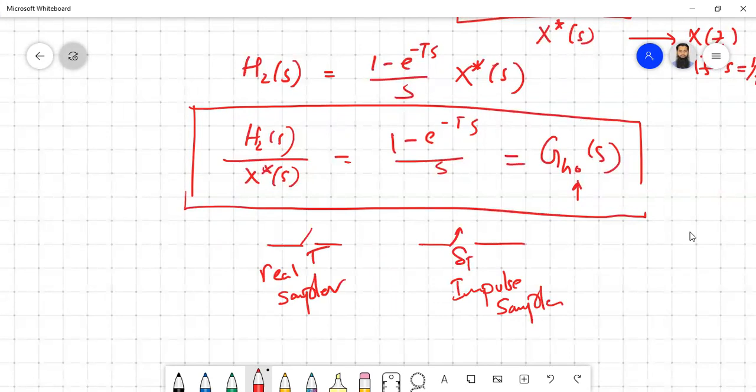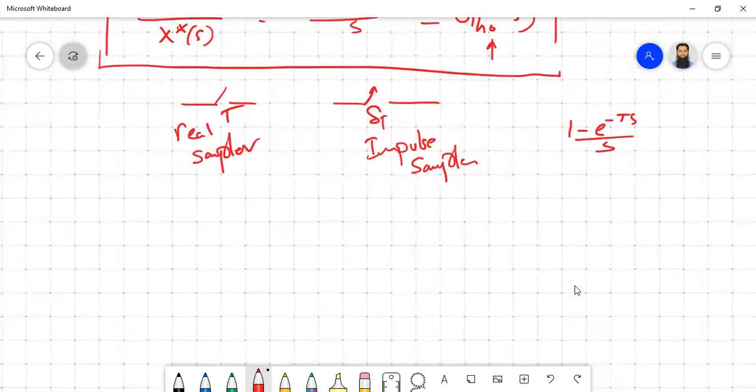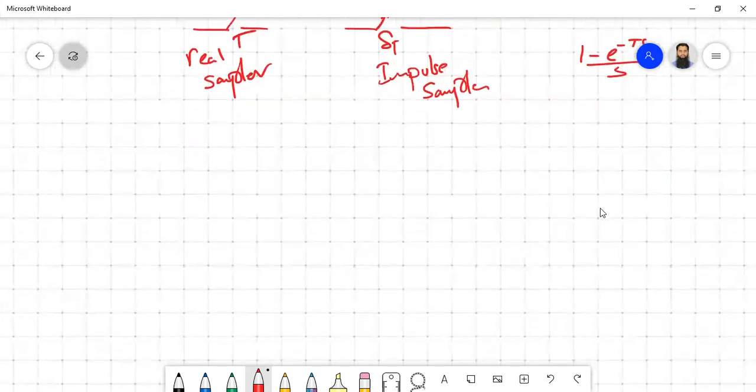Okay, so this is one thing, and the impulse sampler can be used with the transfer function that we have just derived, that is 1 minus e to the power minus Ts by s. So in some cases we're going to use that one, and as we said, our assumption is that in most of the cases we're going to eventually use the zero order hold, unless otherwise mentioned. But just for curiosity, or for a better understanding, we'll also try to derive the transfer function of the first order hold.